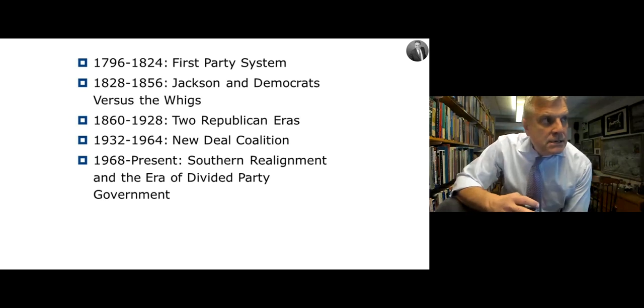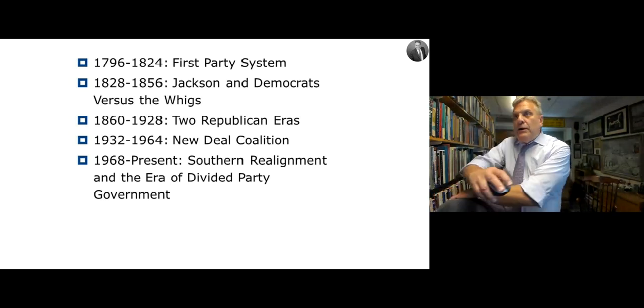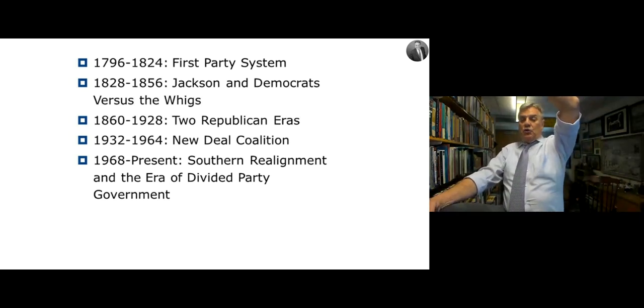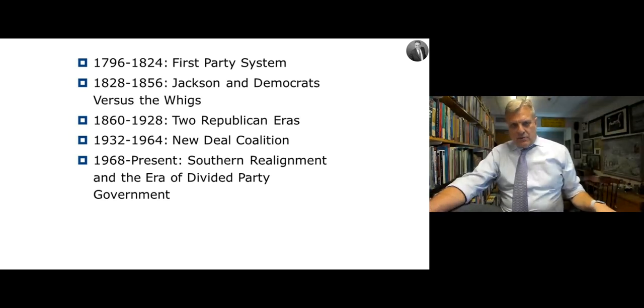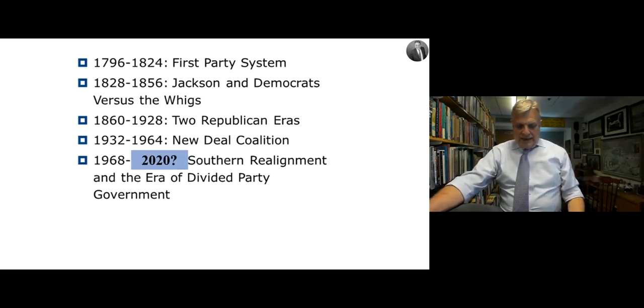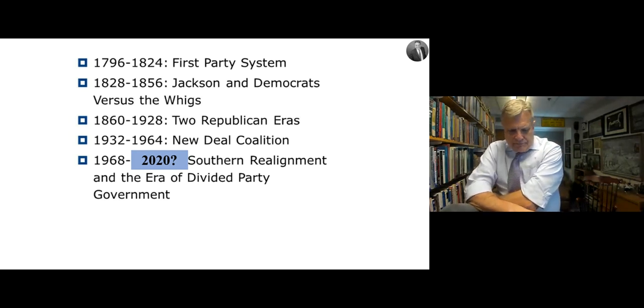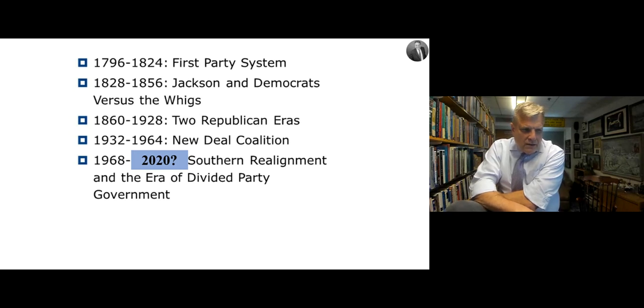And then a realignment occurred around 68, where the Republican Party moved overwhelmingly from New England both to the South and to the West. And we enter a new period of divided party government. The question is, now where are we? Are we at a moment with the latest election, with the dramatic changes in the Republican Party, with the biases within the Democratic Party, and that we're on the verge of another party era?